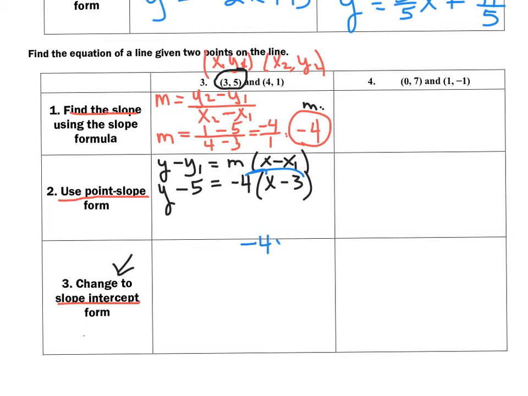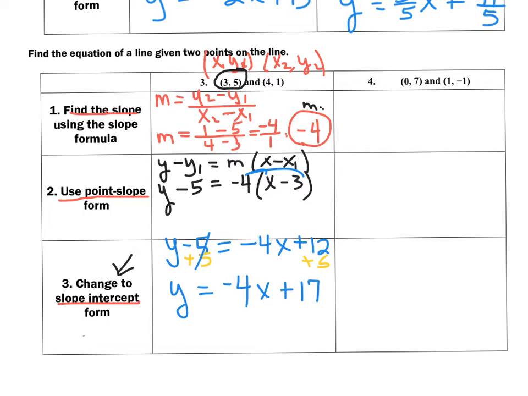I have negative 4x. Negative 4 times negative 3 is plus 12. Bring down the y minus 5. Now I'm just going to add 5 to both sides of my equation, and I get y equals negative 4x plus 17. All right, let's do this again. First thing we do is find the slope.